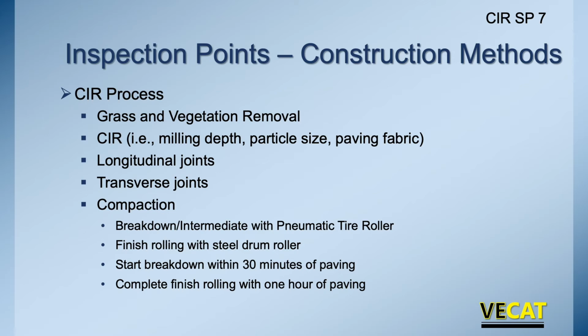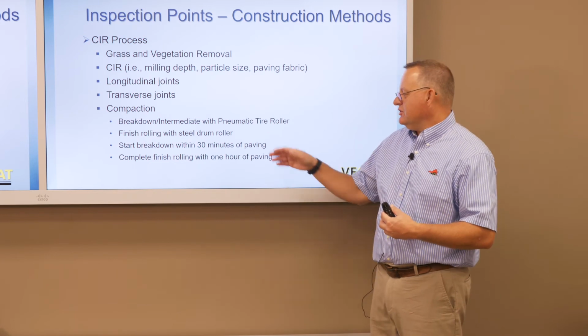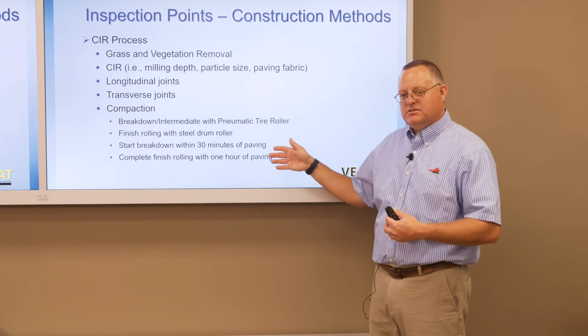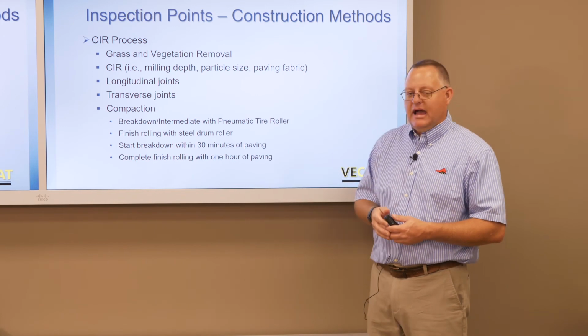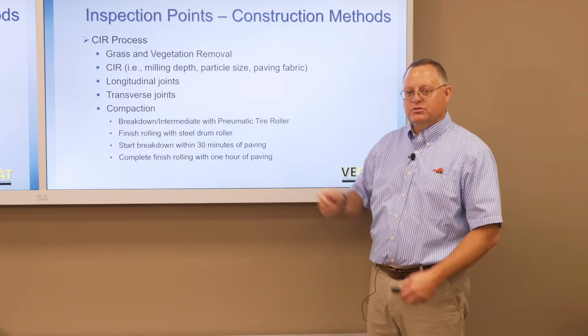We have to start our breakdown compaction within 30 minutes of paving. So once that cold in place has gone down the road, coming out from behind that screed, within 30 minutes, we don't want to allow this material to dry out where we're not able to get density and compaction. So it's got to start within 30 minutes. We need to be done within an hour. So that means you have to have the right equipment, enough people, to make sure that from the time we start to the time we finish is within an hour. So again, it's critical that we've got that organized, and that's what helps with doing the trial section.